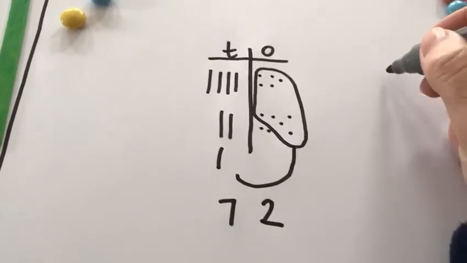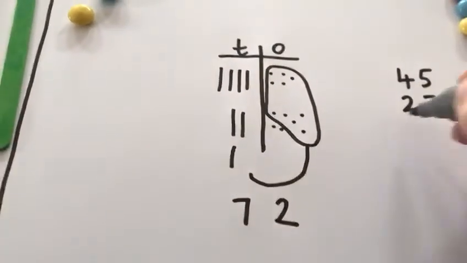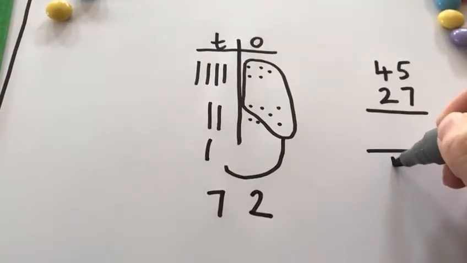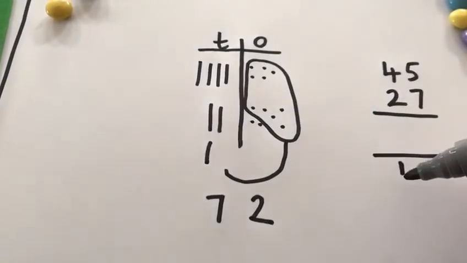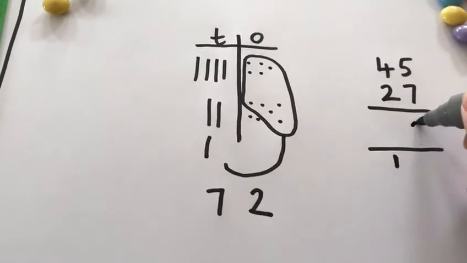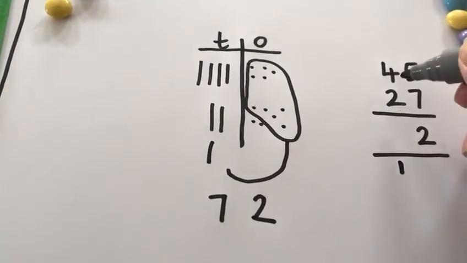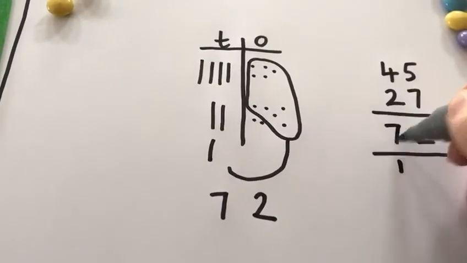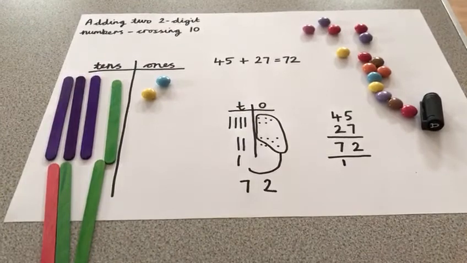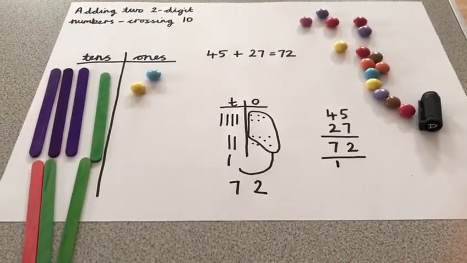they understand it, then you would teach them to put the numbers into columns and to add up the ones and see that they make 12. And we teach them in school to put their extra 10 underneath the two horizontal lines. So the number 12 would be written like that, and then add up all the 10s in the column, which makes 72. Okay, so that's the process that we would use for adding two digit numbers crossing the 10 boundary.